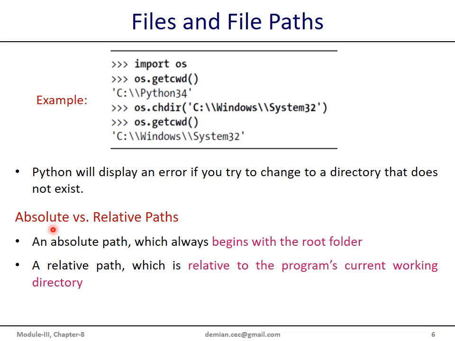While specifying a file path, we can use either an absolute path or a relative path. An absolute path always begins with the root folder, such as the C drive, D drive, etc. And a relative path is always relative to the program's current working directory.